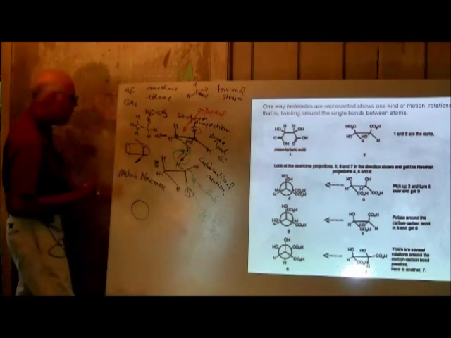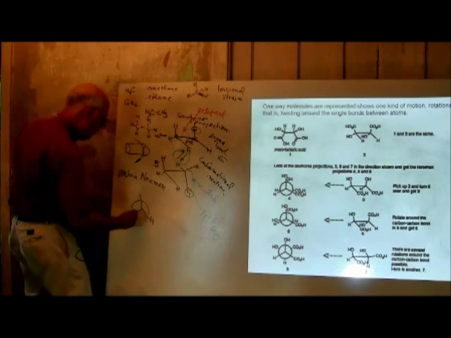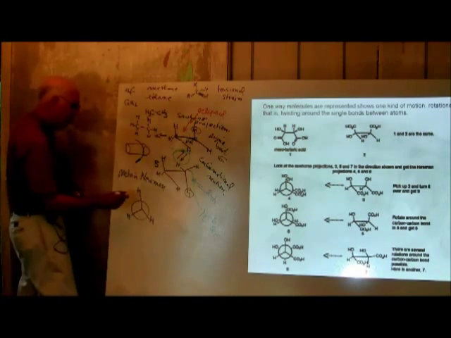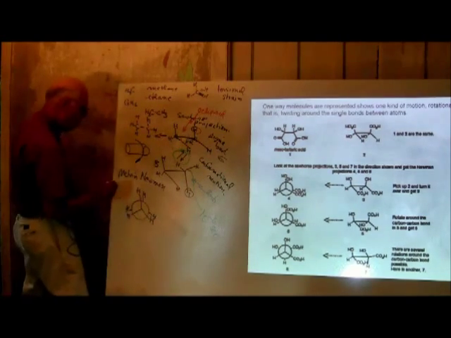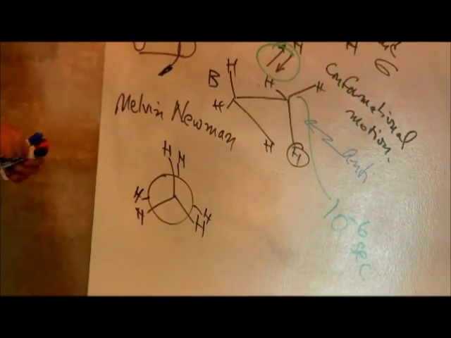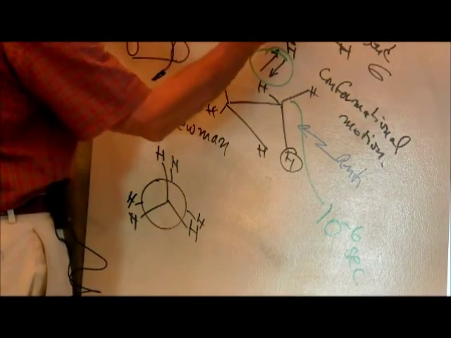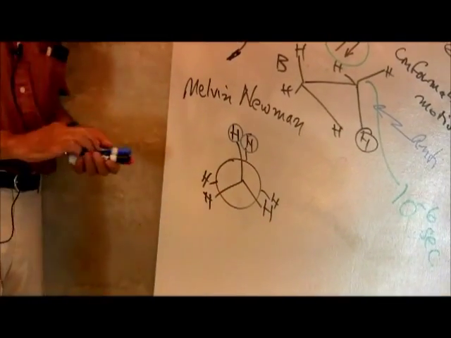Newman suggested make a circle. The center of that circle is that carbon. There's a hydrogen here, a hydrogen here, and a hydrogen here. Now behind that carbon is another carbon that you can't see. There's a hydrogen behind, a hydrogen behind, and a hydrogen behind. So these two right here, which we circle in blue, are these right here circled in blue. This is called a Newman projection.